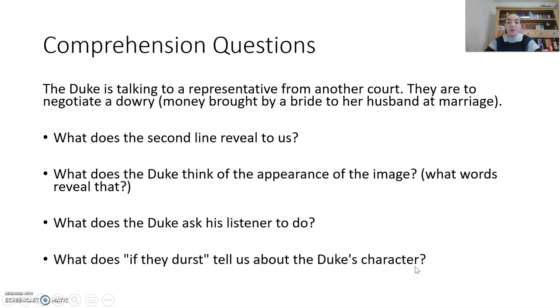So let's just go through some comprehension questions, okay? So the Duke is talking to a representative from another court, so he's talking to the messenger of the Count, and they have to negotiate a dowry. A dowry is money brought by a bride to her husband at marriage.